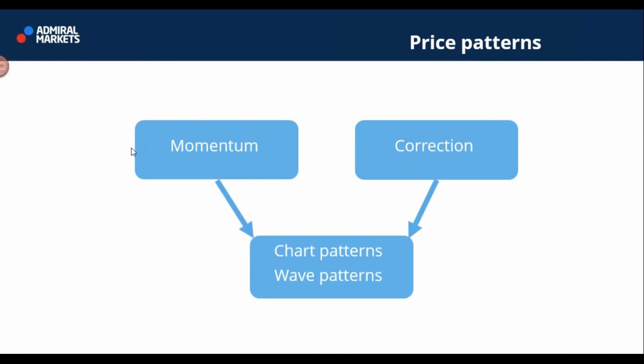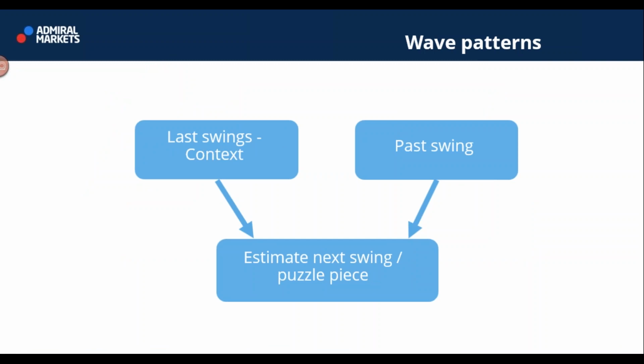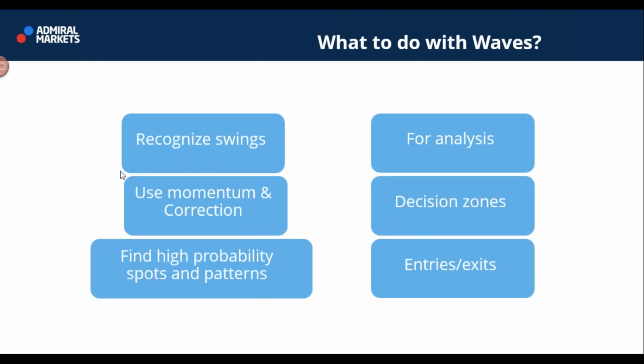All right, so what do we do with those swings? From those swings, of course, as I already indicated, we build chart and wave patterns. And as I already said, you're basically looking at the last swings to get context, and then we're estimating the next swing, the next piece of the puzzle. All right, so what do we do with these waves, right? Because I wanted to make it practical. So there are a couple of things we can do. We can use it for analysis. That's always step one. Then we can use it for understanding decision zones. And when you feel ready for it and you have enough experience, you could use it for support in entries and exits, or you can actually use wave analysis fully for entries and exits.